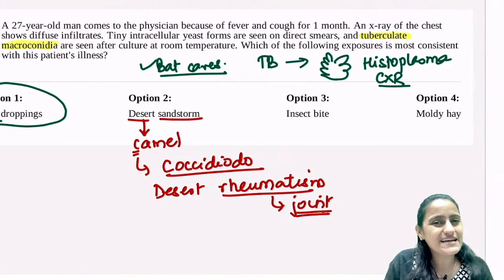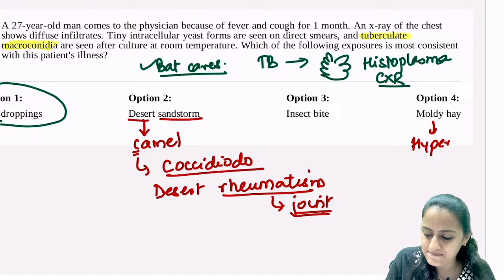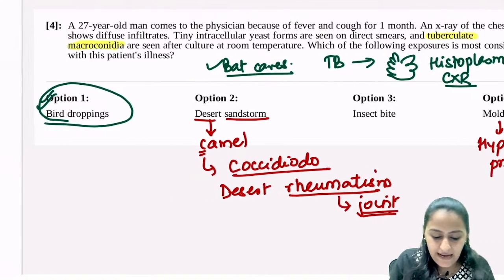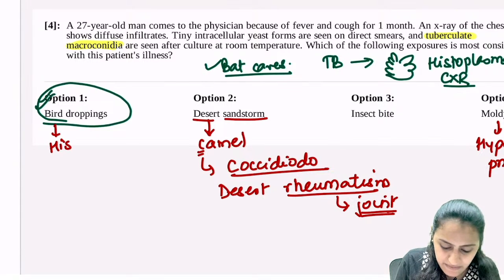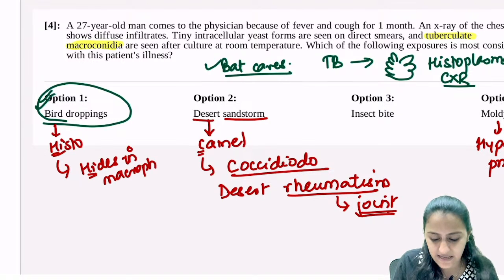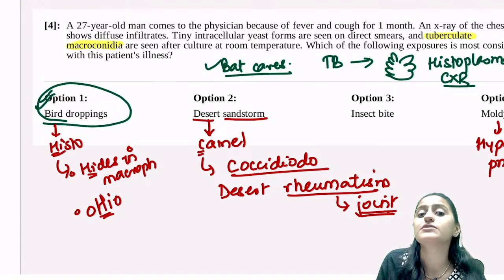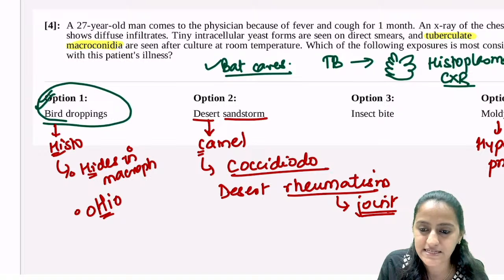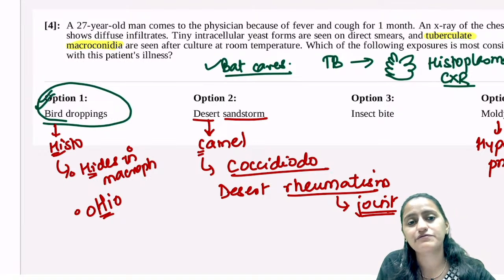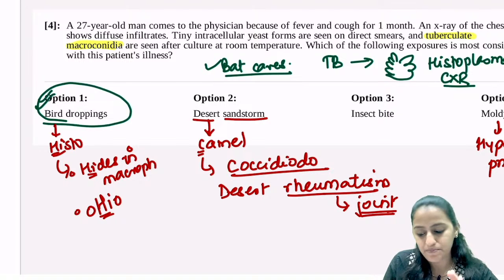Okay. Insect bite, vector borne नहीं है, ये moldy है. This is basically for hypersensitivity pneumonitis, the moldy hay. Okay, and for histoplasmosis, remember, histo hides in the macrophages. That is another clue given, and it is also called Ohio disease, common in the Ohio region. Okay, Ohio disease. Then you have hides in macrophages, right, similar to TB, tuberculate macroconidia, and bird or bat droppings.